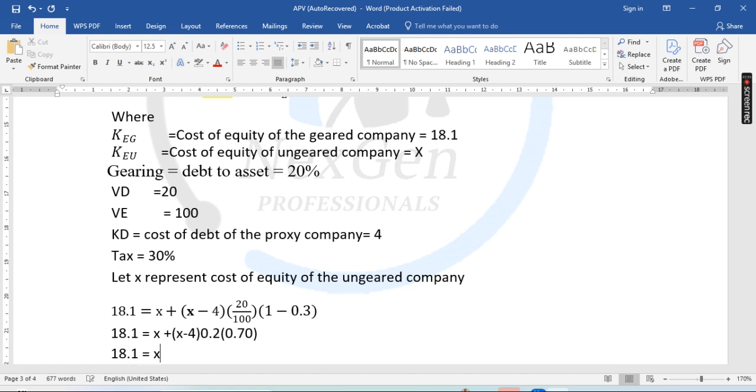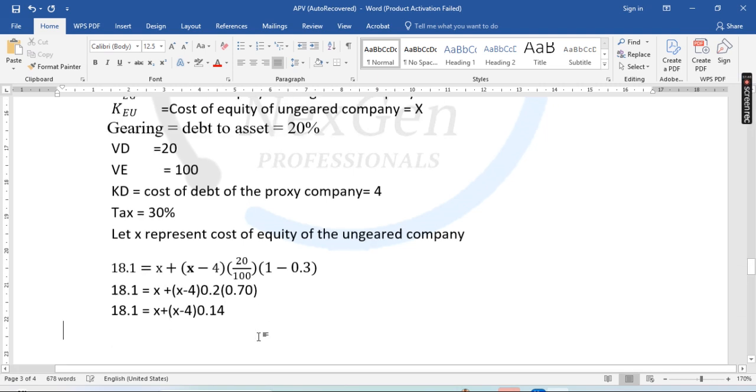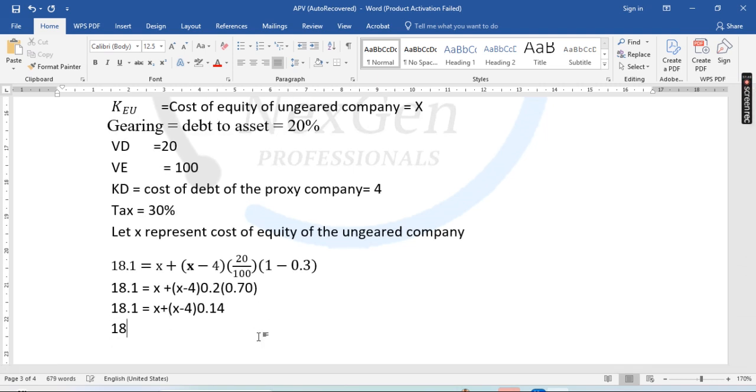18.1 equals x plus (x minus 4) times 0.14. So 18.1 equals, you can open the bracket, so you use 0.14 to open the bracket. You have 0.14x minus 0.14 times 4. What do you have? 0.56.